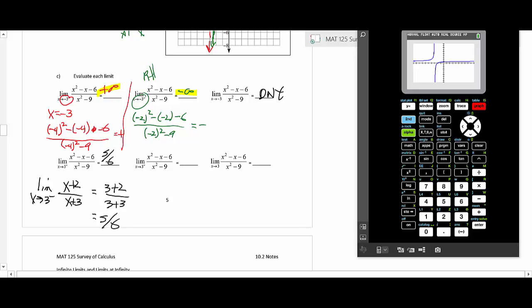And the reason that I plugged in 3 is because it's a hole. The thing on that is you're going to get an answer on that one. That's not an asymptote, so that's why we plugged that in.